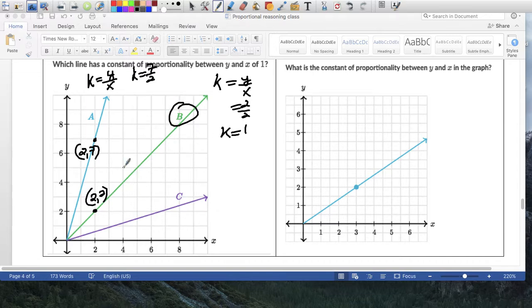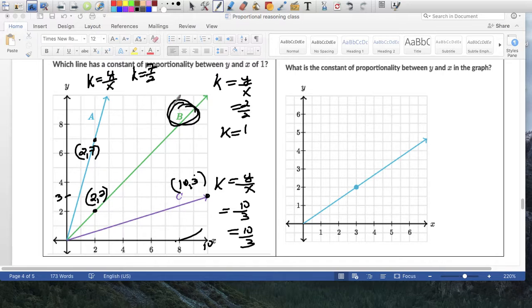Just to double check, let me pick a point on line C, just to make sure that line C also does not equal 1. What point can I pick here? Well, I think this one. It's 6, 8, so that's a 10, and this is a 3. So (10, 3), where x equals 10 and y equals 3. Does that look like a 1? No, it doesn't. So the only one that has a constant of proportionality of 1 is letter B. They're all proportional, but letter B is the only one that has a constant of proportionality of 1.